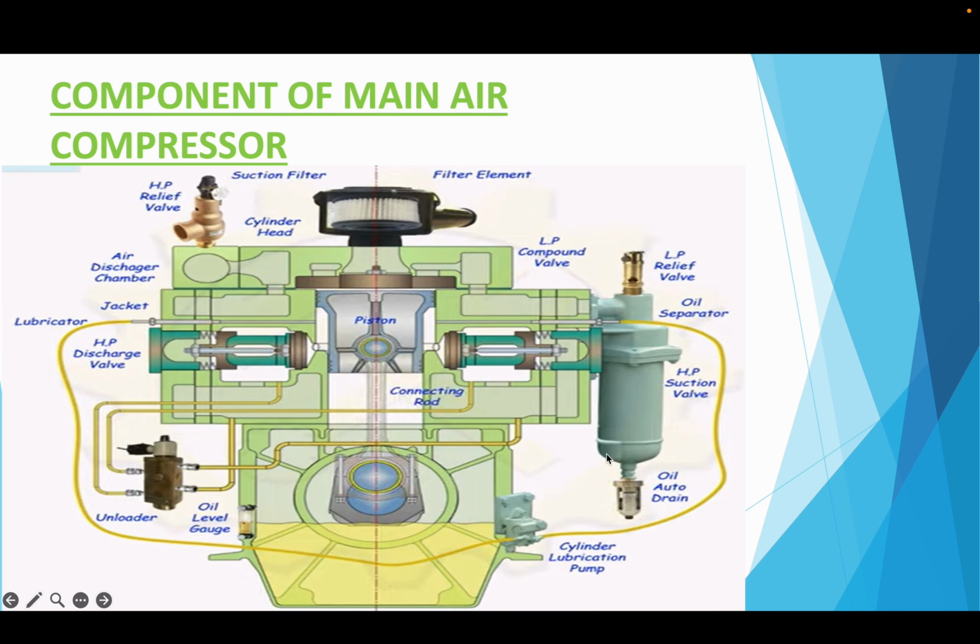Now let's see how these components are fitted inside. This is the suction filter element. The air is coming from here. The suction filter is normally a paper filter which is changed after a specific running hour. The air is coming like this, and this is the first stage suction and delivery valve, which is called the LP valve. It is a large LP suction and discharge valve combined. LP valve means low pressure valve.